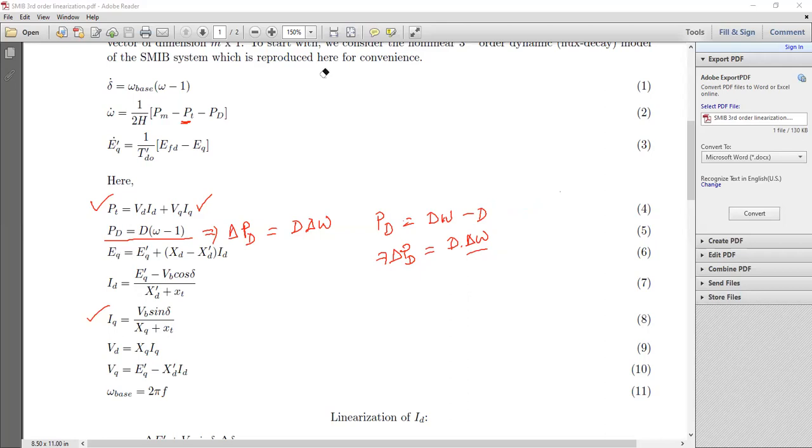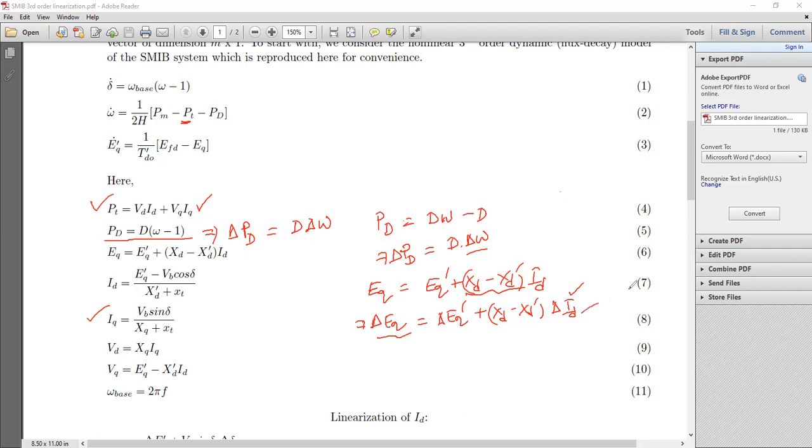What about this EQ? EQ dash plus XD minus XD dash multiplied by ID. So what would be the linearized version? Del EQ is simply del EQ dash. What about this? These are constant system parameters. And what will happen with ID? Simply it would be del ID. And we already have the expression of del ID, so we can replace it here, and then we will have the linearized version of del EQ. So that is done. Anything else remaining?